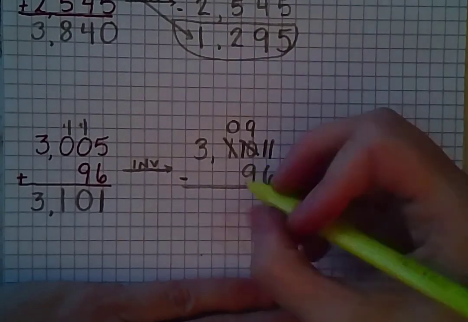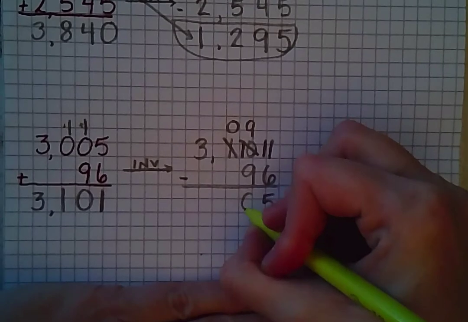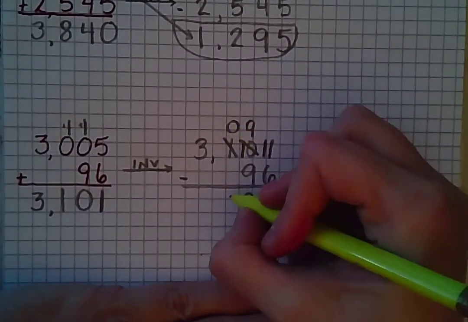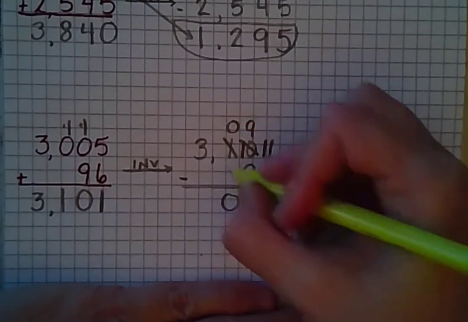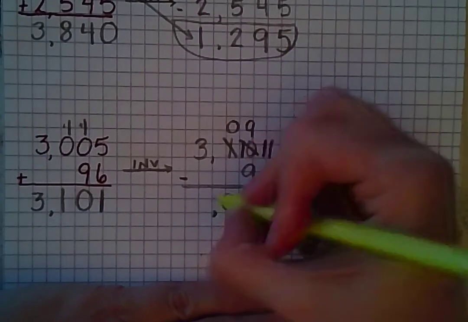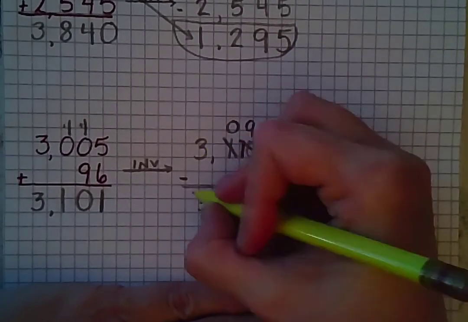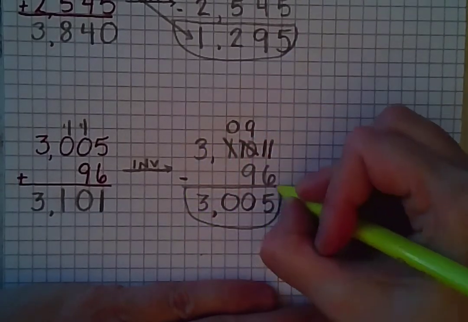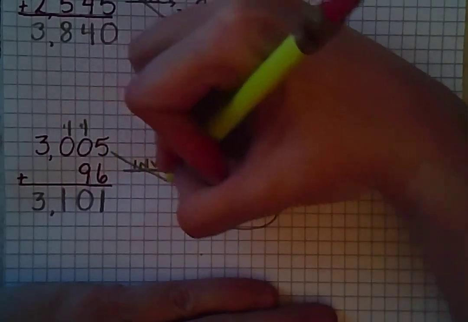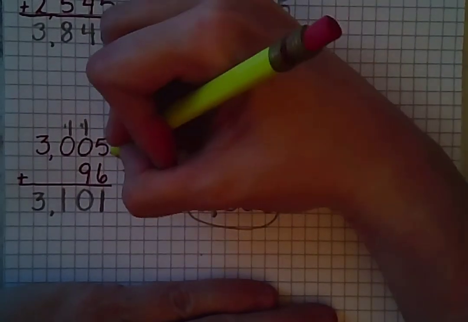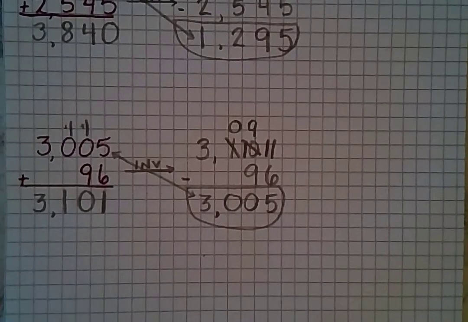9 minus 9 is 0. 0 minus 0 is 0. I put in my comma, and 3 minus 0 is 3. And then we are going to make sure that these two match, and they do.